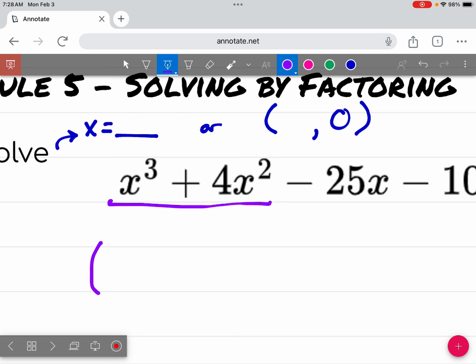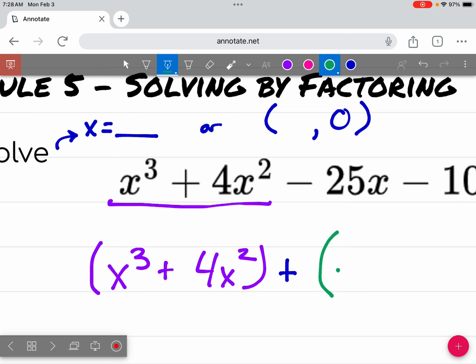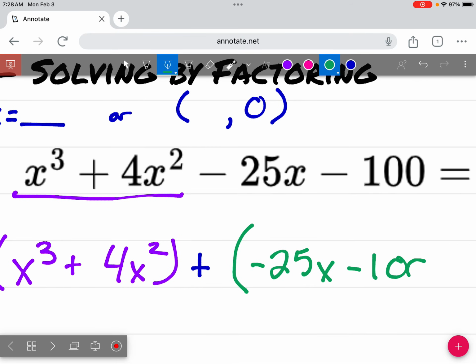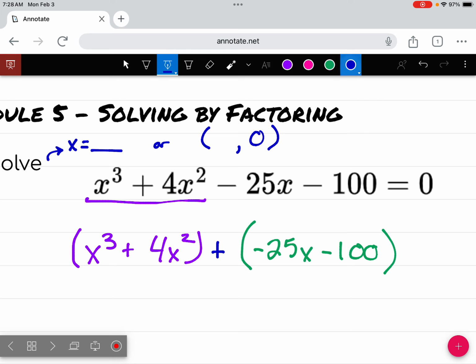So I'm going to put these two together: my x cubed plus 4x squared. And then I'm going to add negative 25x minus 100. I highly, highly recommend doing it like this. It will save you tears and heartbreak on signs if you write it like this, every time with a plus in between here. And if there's a minus sign right here, you just tuck it in over here. Otherwise, you're going to wind up with signs that don't match up right.